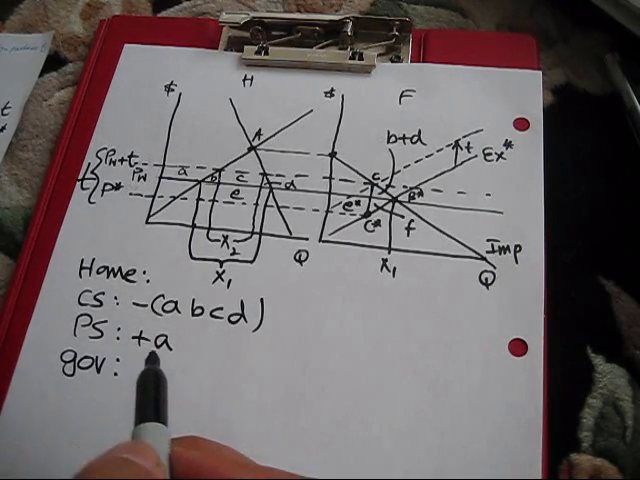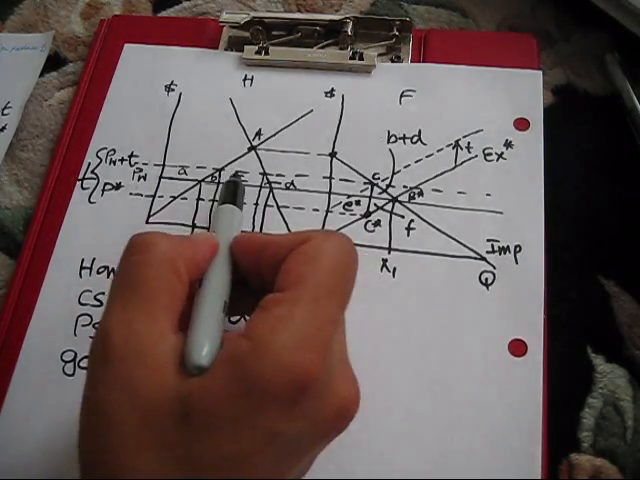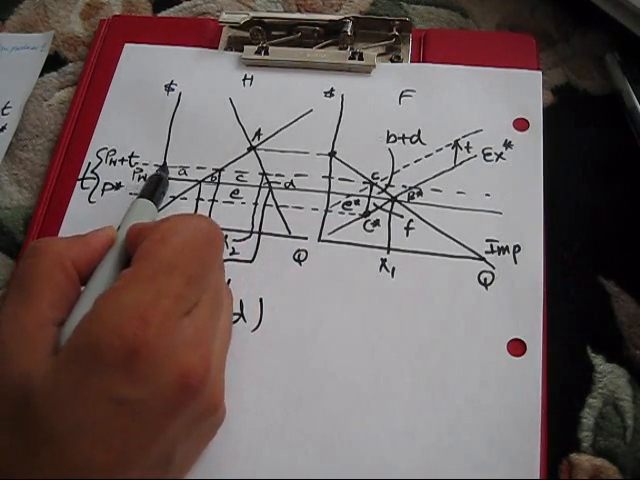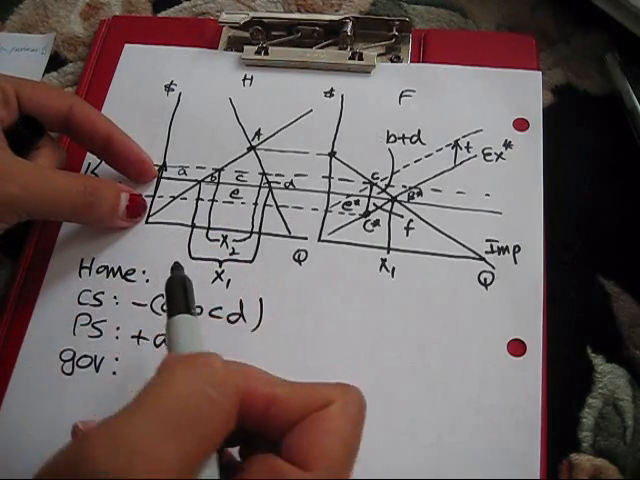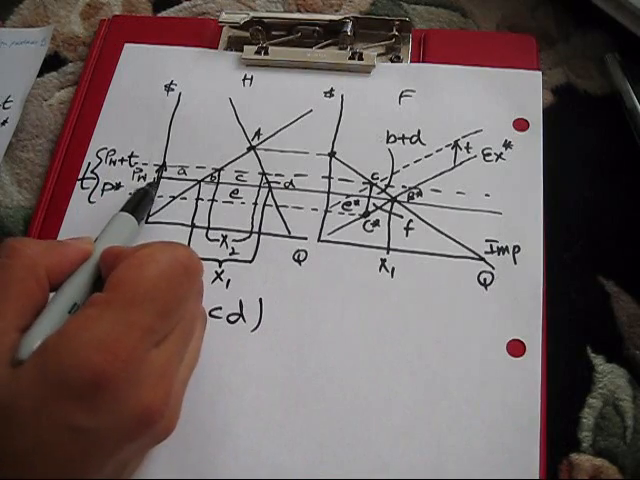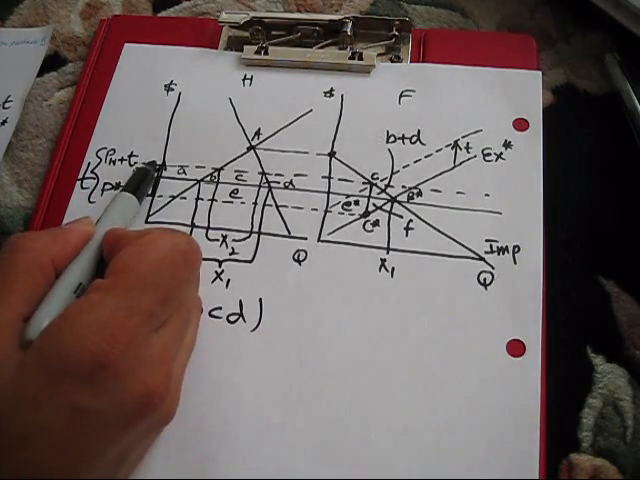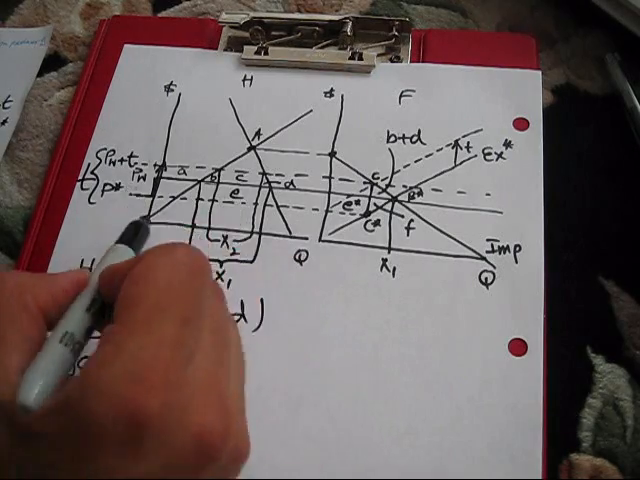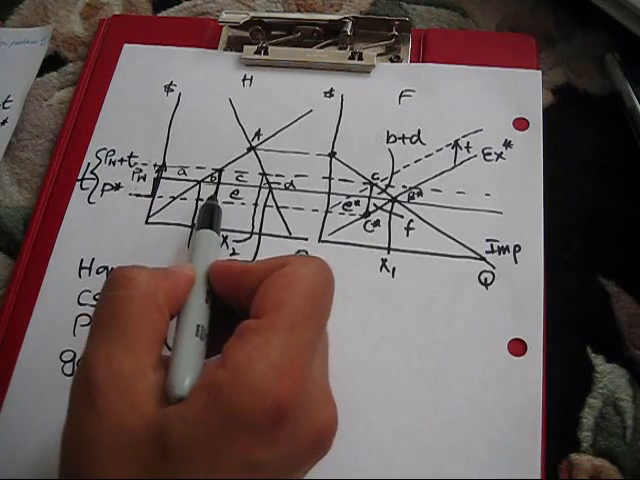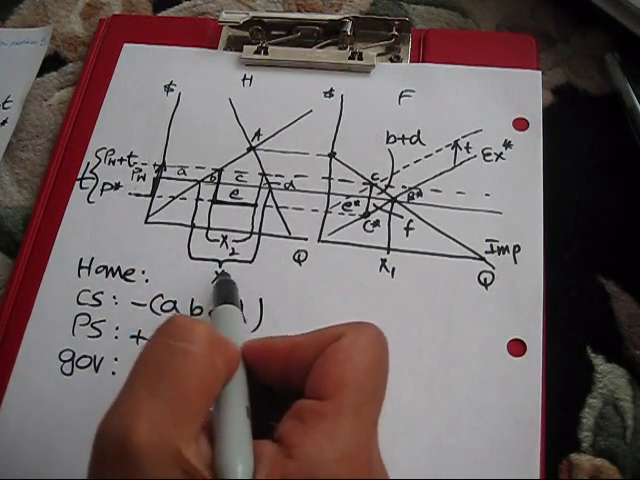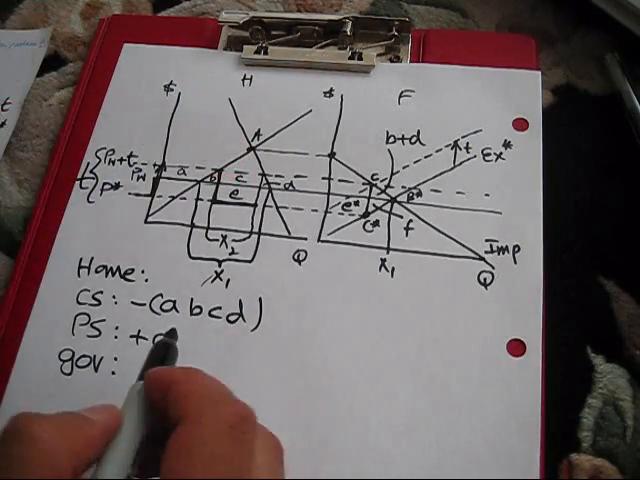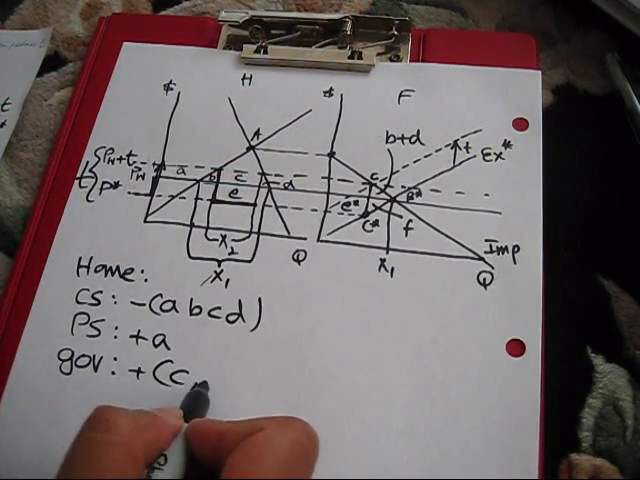Government, home government, this is all home. Government gets the area, the tax. This is the increase in tax, right? From here to here, this much is paid by consumers, and this much is paid by producers, right? This much is paid by home consumers, producers, half of it. The full amount is tax, which is C. The height is C plus E, and the base is x1, and x1 and x2. So basically it's these two triangles, C and E, plus C and E.